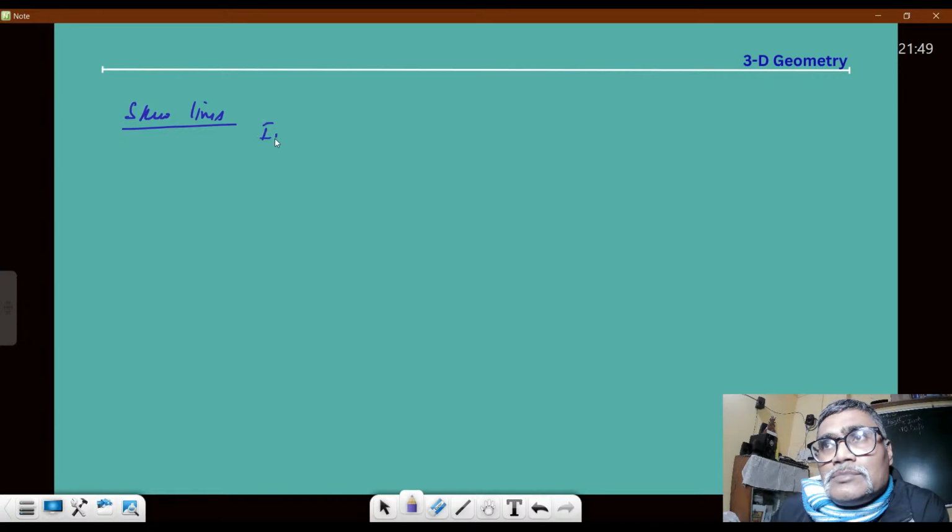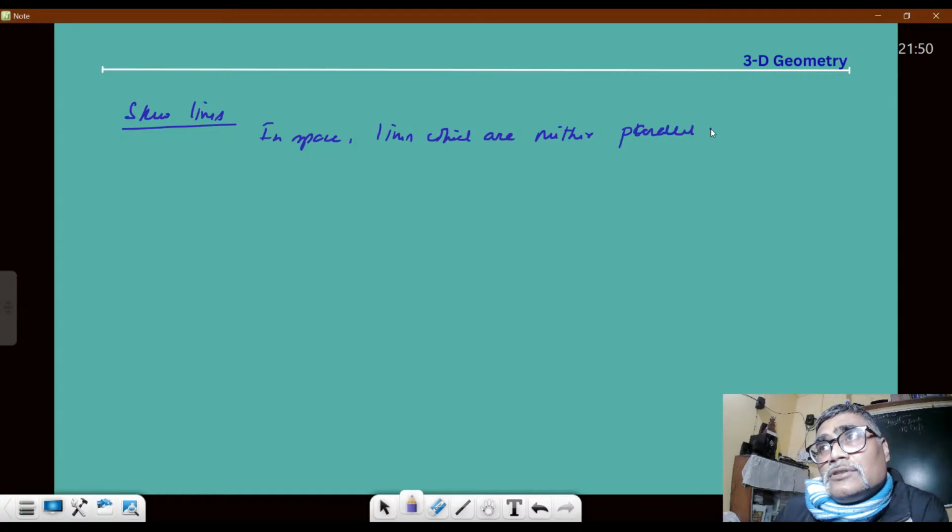They are in space, right? Lines which are neither parallel nor intersecting. They should not intersect, they should not be parallel. Those kind of lines are known as skew lines. So now we are going to talk about the shortest distance between skew lines.